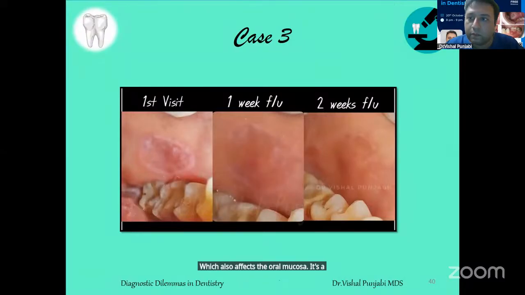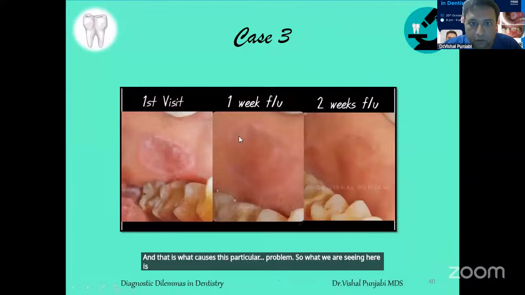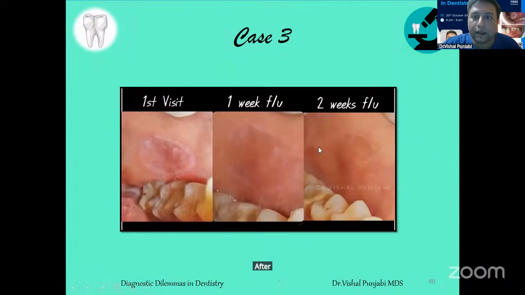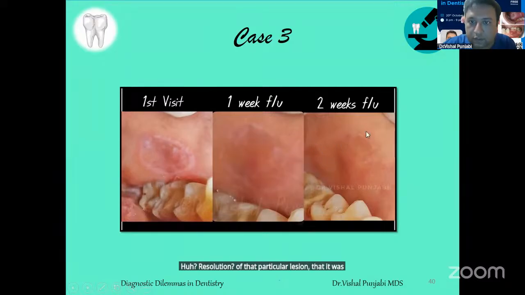It's like an autoimmune reaction where the immune cells are targeting the epithelial cells, and that is what causes this particular problem. So what we are seeing here is on the follow-up when we had checked the biopsy, after 1 week and after 2 weeks. So it was a very strict follow-up again. Because of this, we saw that within 15 days we could see a resolution of that particular lesion, that it was resolving, it was clearing out.